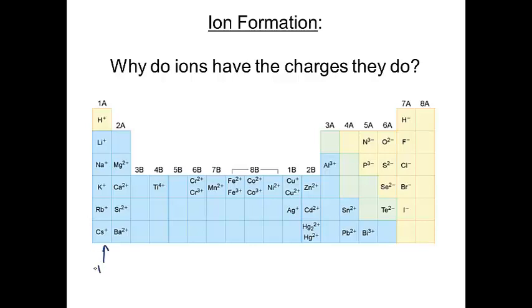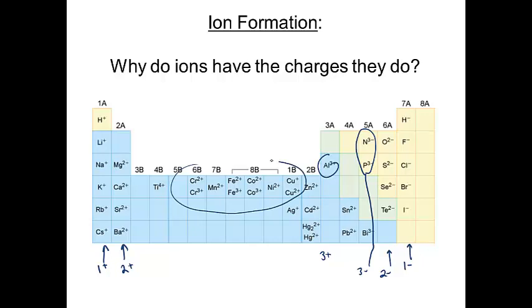1A elements have 1+ charge ions, group 2A elements are 2+, aluminum is 3+, and then we have anions: group 7A are 1-, group 6A are 2-, and for group 5A, they're 3-. That's just a trend you memorized, but now we're going to explain why it happens. Also notice that transition metals often have more than one possible cation charge, and we'll talk about why that is as well.